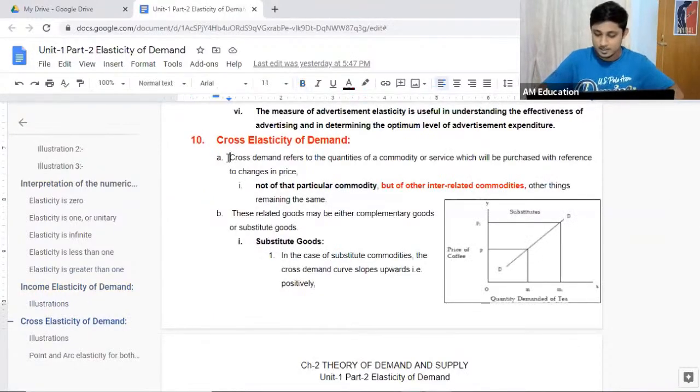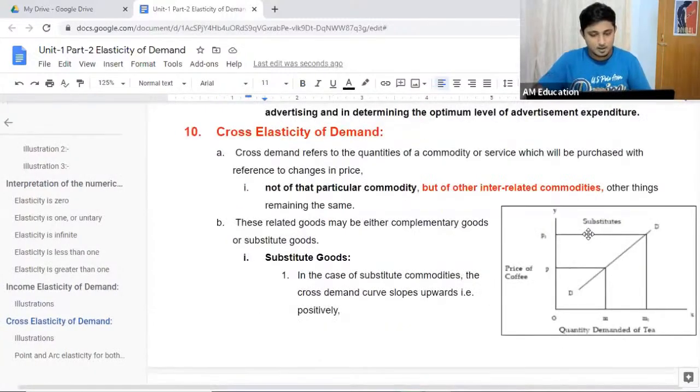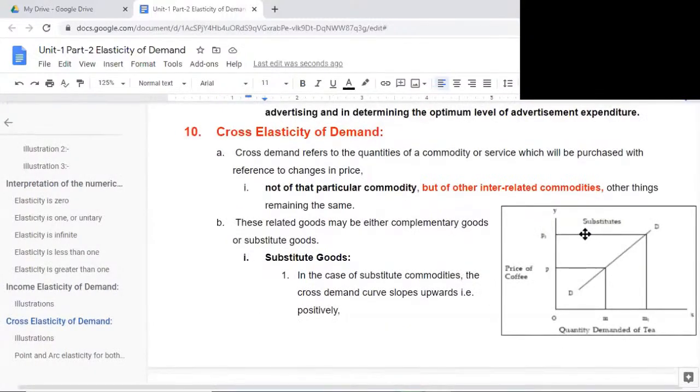Nida, can you read this for me? Cross elasticity of demand. Cross demand refers to the quantities of a commodity or service which will be purchased with reference to changes in the price, not of that particular commodity, but of other interrelated commodities, other things remaining the same. These related goods may be either complementary goods or substitute goods.